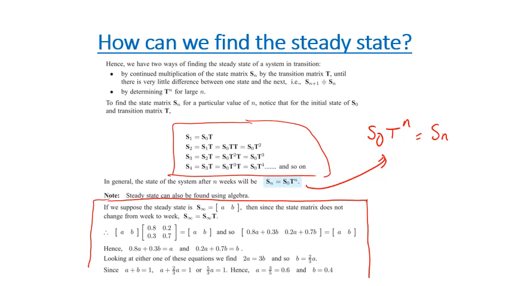Now, just by looking at these, if you're not sure how they get 2a equals 3b, we have 0.8a plus 0.3b equals a. If I'm going to take 0.8a, I've got to do that to both sides. That actually means 0.3b equals 0.2a. If I multiply both by 10, I end up with 3b equaling 2a.